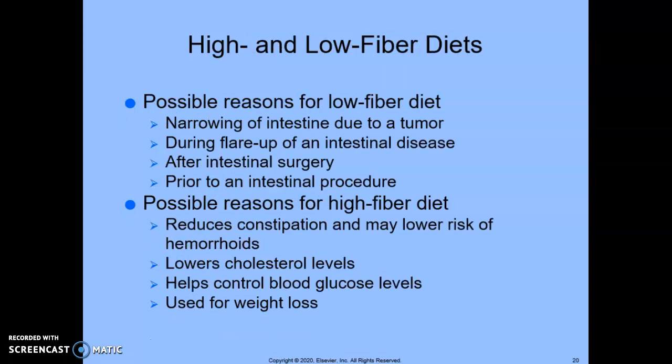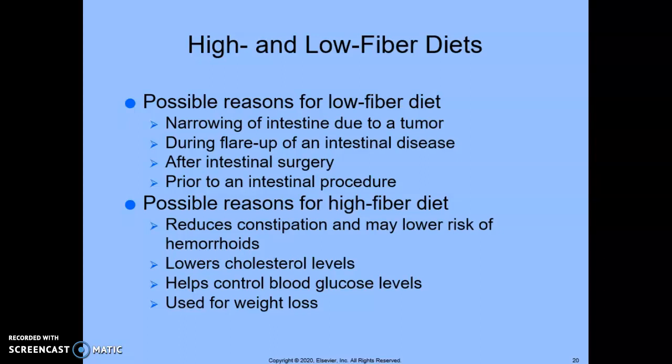So looking at high and low fiber diets, the provider may order a low fiber or restricted fiber diet, and this type of diet limits the type of vegetables, grains, and fruits eaten. Limiting fiber and the residue, like the peels, the nuts, and the seeds, can make the stools smaller and lessen the irritation on the intestinal lining. On the flip side, a provider might also order a high fiber diet, and this diet adds more bulk to the stools.